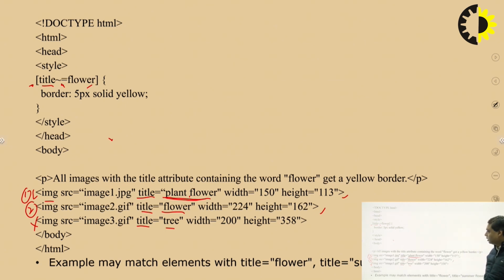So this CSS will be applicable in this second tag also. But this CSS is not applicable in the third tag. The reason is the word which is given in this value is tree, and we are looking for flower. So this CSS is applicable only in the tag where the value of the title should be flower. So it is not applicable in this tag. So you can see by looking at these rules how easy it is to apply the CSS with the help of attributes. Generally we apply the CSS with the help of HTML tags, so I am just giving the emphasis: you can apply the CSS with the help of HTML attributes also.